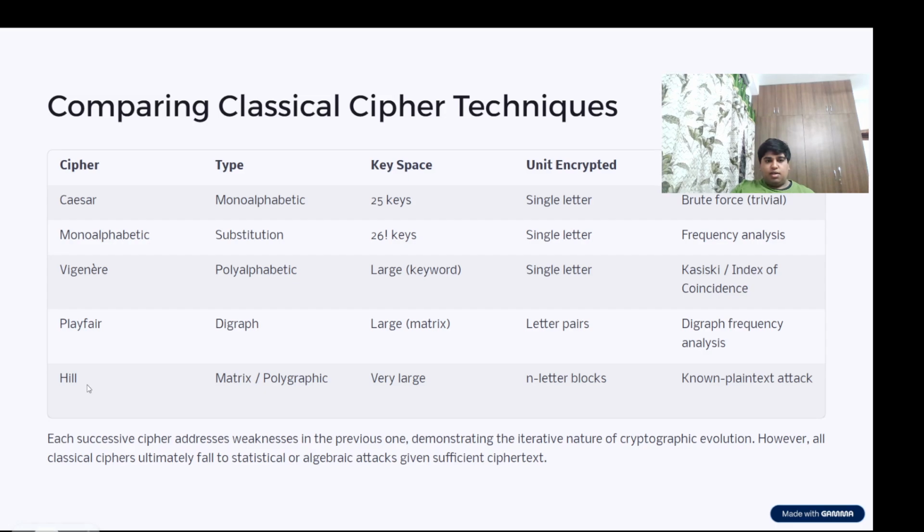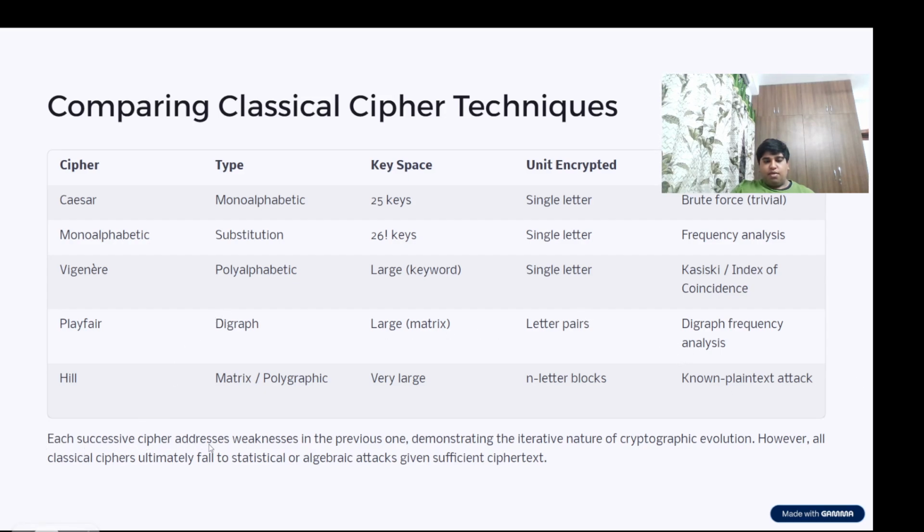And at last, we saw Hill cipher is a matrix or polygraphic type of ciphering technique. Key space is very large, and its unit encrypted is n-letter blocks. Main vulnerability is the known plaintext attack. So if the plaintext gets leaked from one end, it becomes much easier to decode.